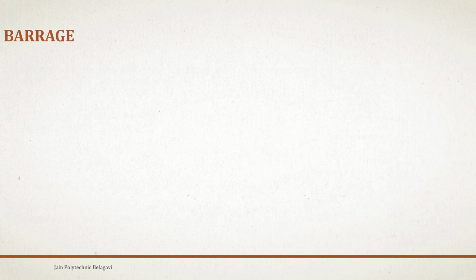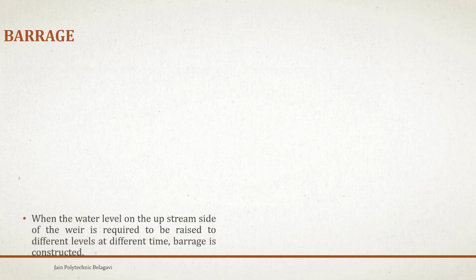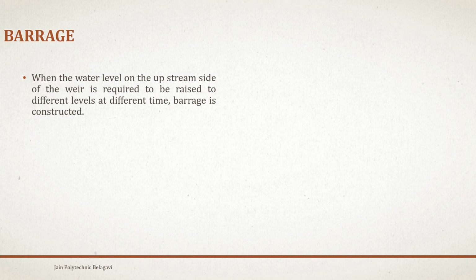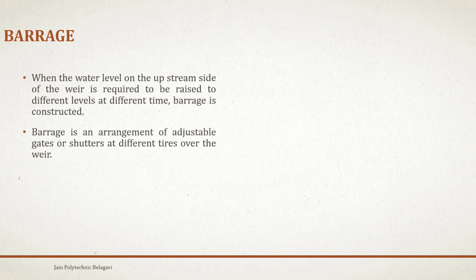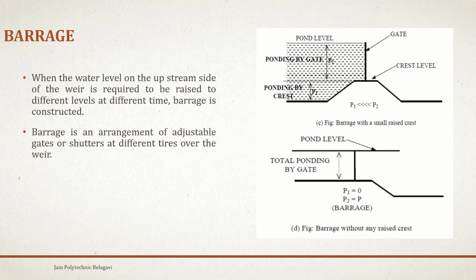Next, we will learn about the barrage. When the water level on the upstream side of the weir is required to be raised to different levels at different times, a barrage is constructed. A barrage is an arrangement of adjustable gates or shutters at different tiers over the weir. So this is a barrage with a small raised crest and a barrage without any raised crest.